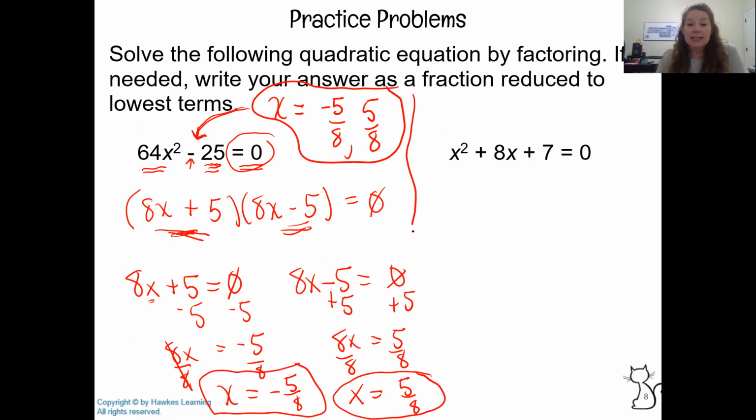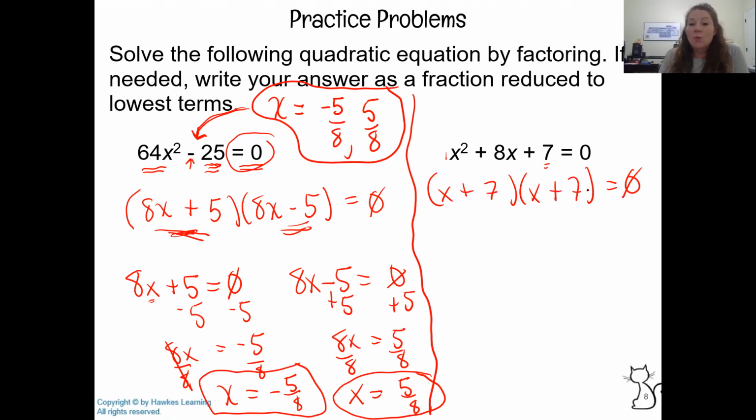All right, let's look at the second one. So this has a coefficient of 1. So we're just trying to think of two numbers that multiply to give me 7 and add to give me 8. What two numbers will multiply to give me 7 and add to give me 8? It'd be positive 7 and positive 1, right? Whoops, that should be a 1.